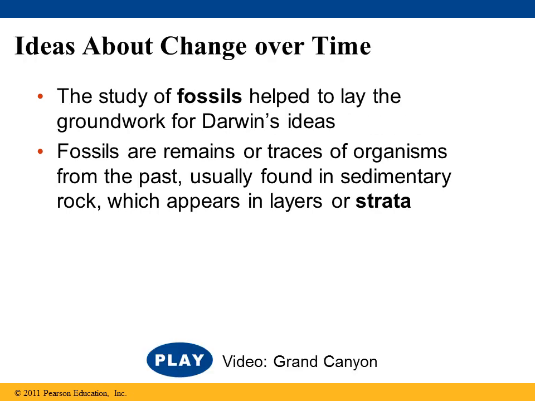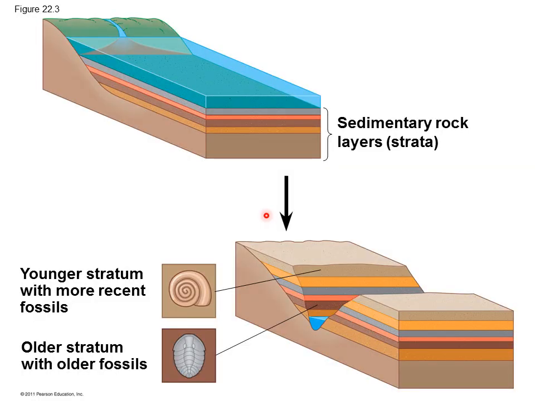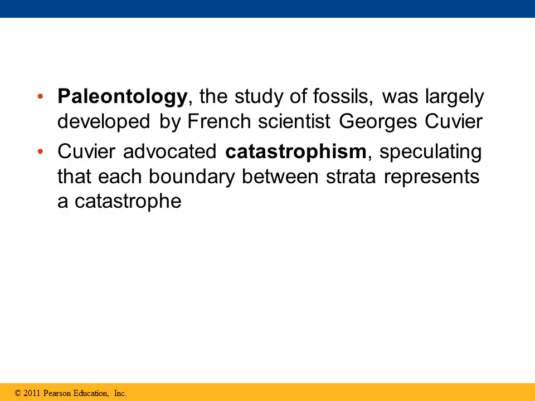Now, the study of fossils laid the groundwork for Darwin's ideas. Fossils are usually found in sedimentary rock, which appear in layers, or what we call strata. Here's a figure that shows sedimentary rock with different strata layers. As you see, the fossils found at the younger layers are more recent, while the fossils found at the older strata layers are going to be older fossils.